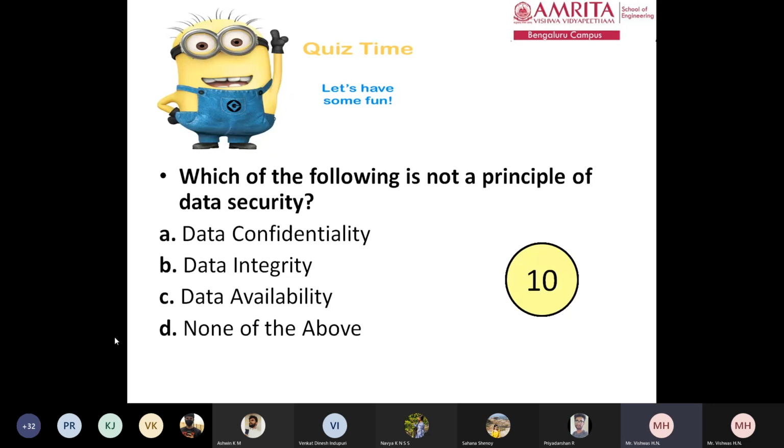So, which of the following is not a principle of data security? Can anyone tell? Which is not the principle of data security out of this? Data confidentiality, data integrity, data availability, and none of the above. Data availability, sir.